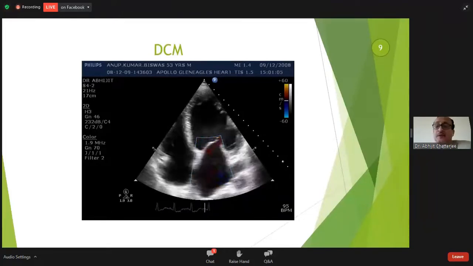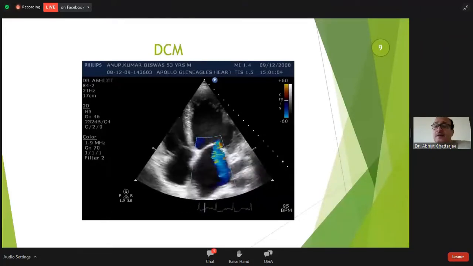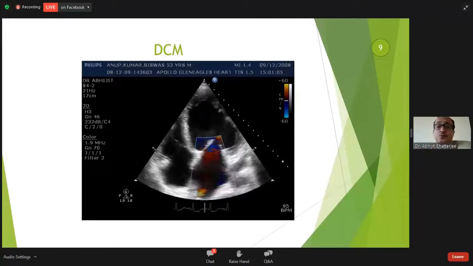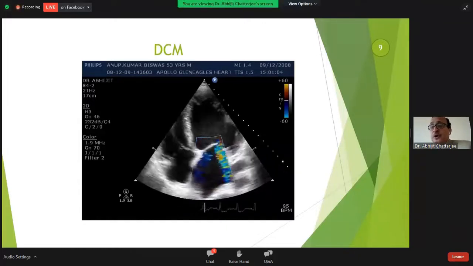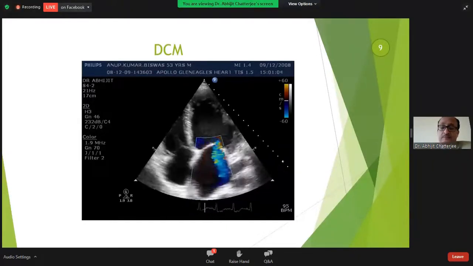See, when there is an eccentric MR, then the MR becomes underestimated if you try to measure the jet area. But then it is important to look whether there is pansystolic regurgitation. Any pansystolic regurgitation, you can close your eyes and call it severe MR.